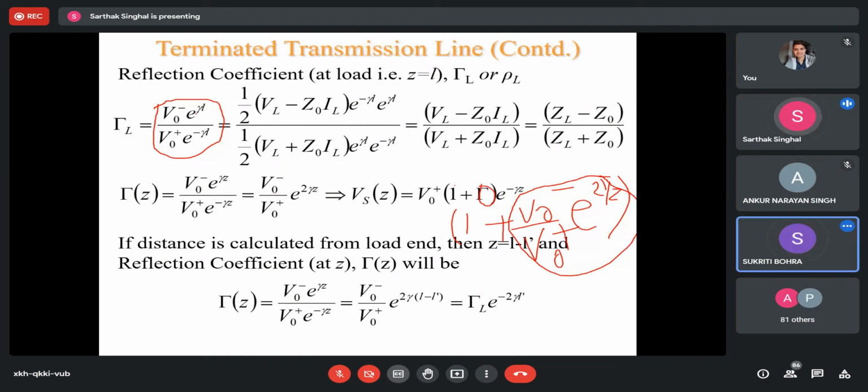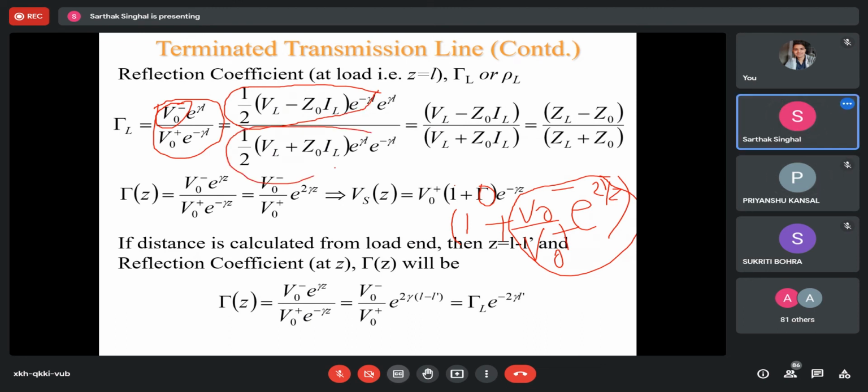So what was the value of V0 minus? The V0 minus was given by this term, right? And V0 plus was given by this term. So the exponential terms will cancel out, and you will be left with this equation, right?